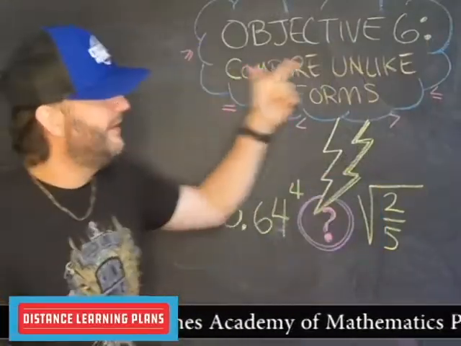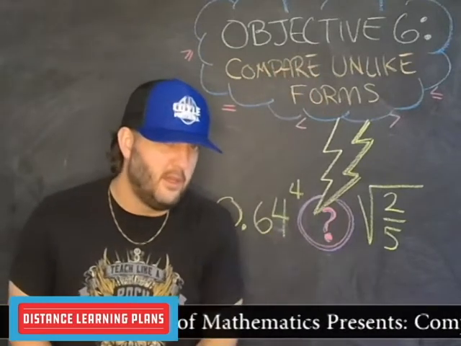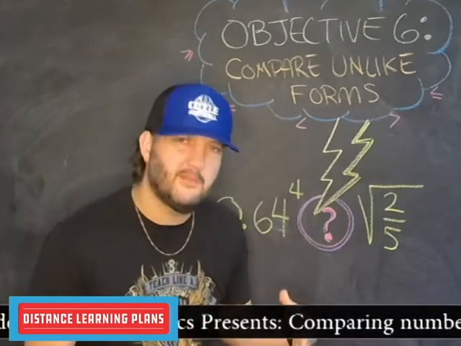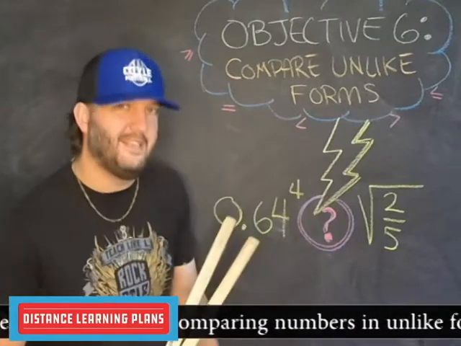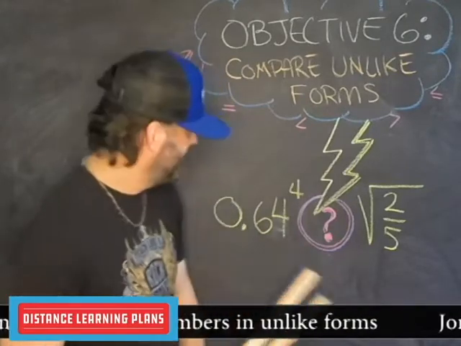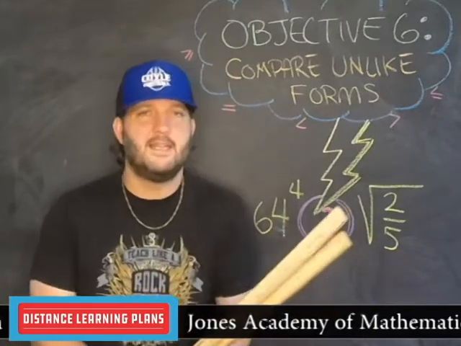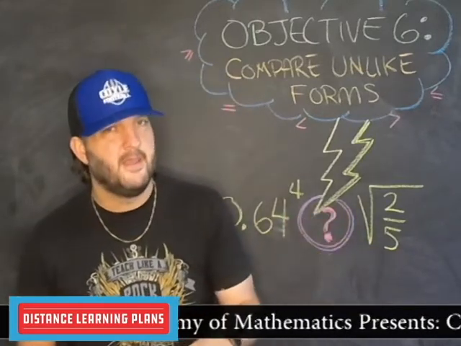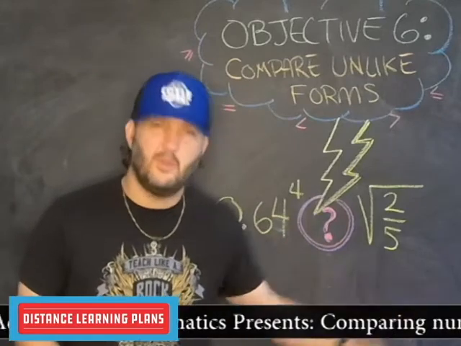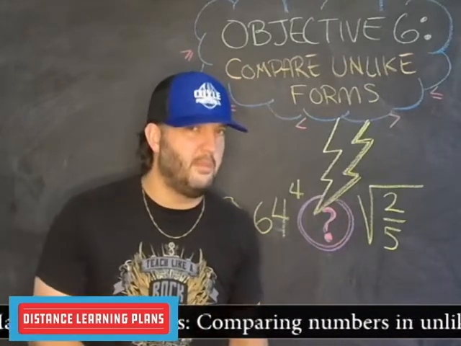To talk about comparing unlike forms of numbers. So what that means is I'm going to give you two numbers, and they're going to look crazy. Like they could be decimals, or fractions, or decimals with exponents, or fractions underneath square root signs. And when I say compare, I'm asking you to look at the one on the left, look at the one on the right, and say what kind of sign should we put in the middle?